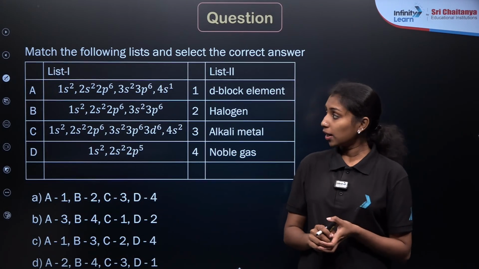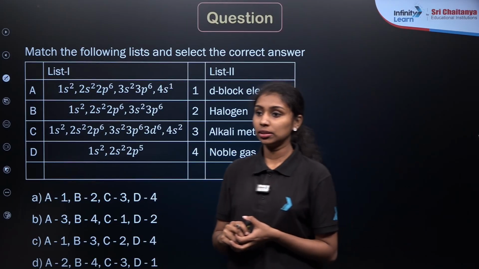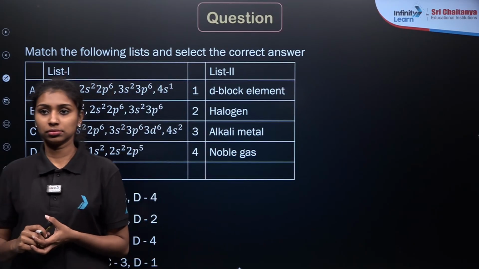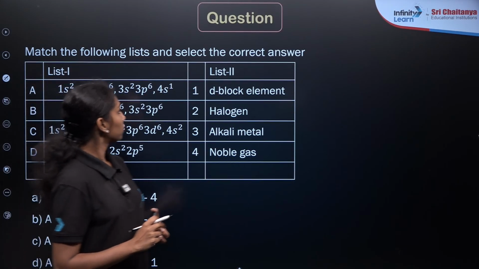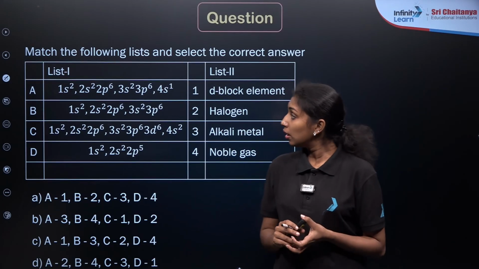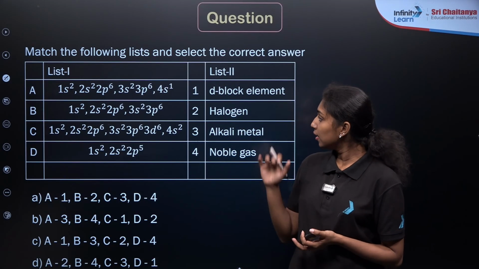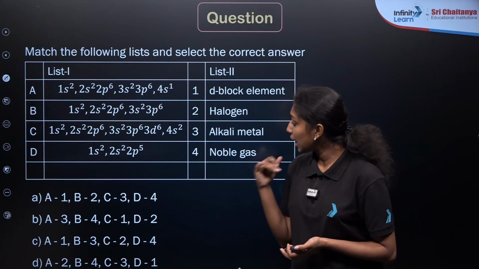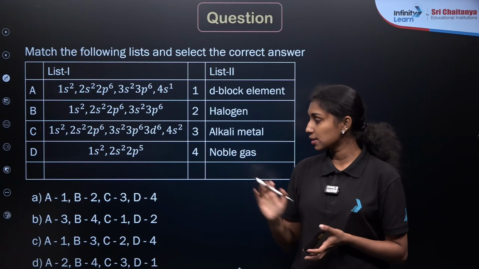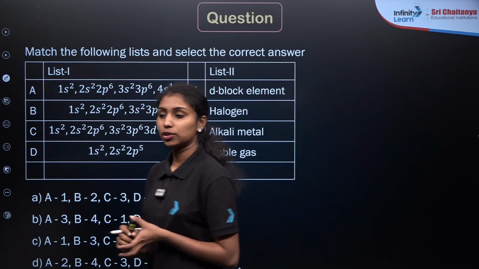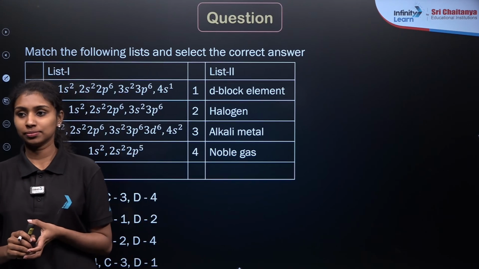Here is the next question. Electronic configuration is already given. In list 1, the electronic configuration is given. In list 2, the particular element is given, whether it is a d block element, halogen, alkali metal or noble gas. So try to find the answer for this question.